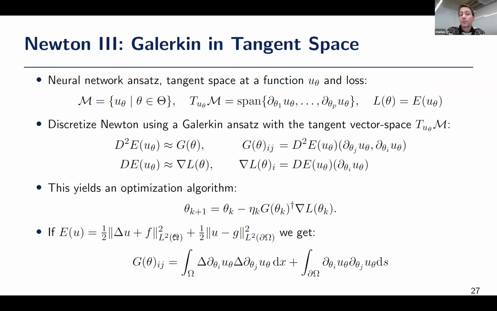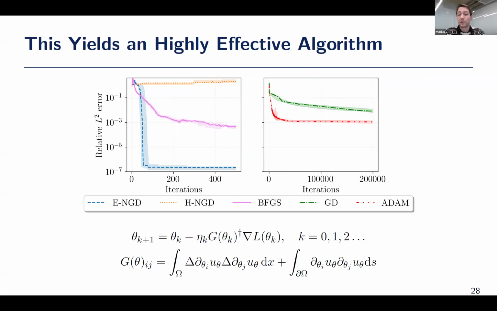And if we do that on the concrete example I had on the slides earlier, then this is how the matrix G looks for the Poisson equation: Laplace applied to the partial derivatives of the neural network ansatz, and also the boundary terms. For this example, we get a highly effective algorithm. We get this blue curve here. We can solve Poisson's equation in the PINN formulation with just a handful of iterations, and it's better than BFGS, Adam, and gradient descent.